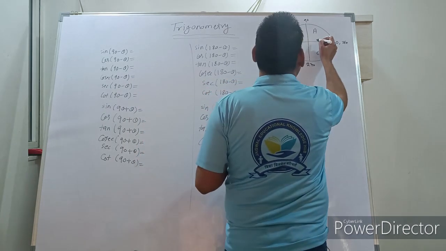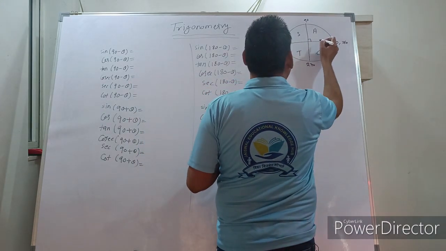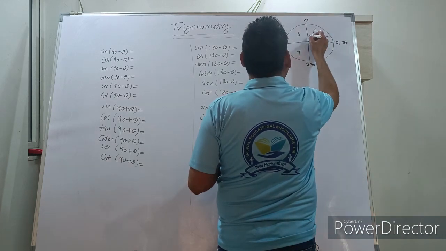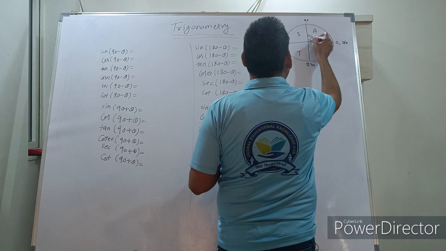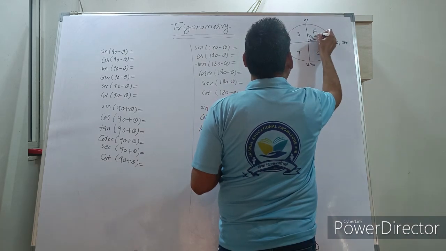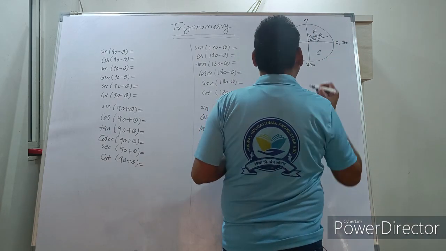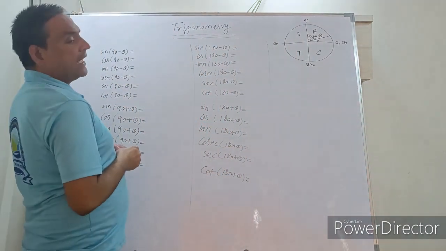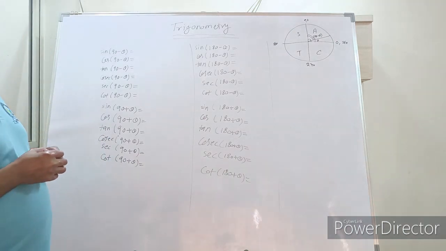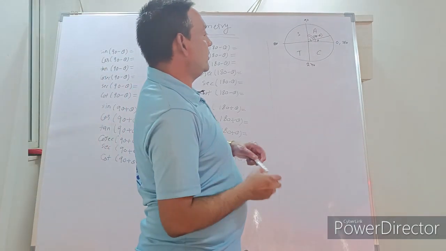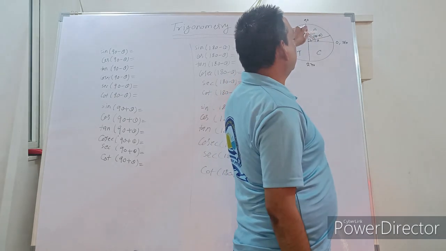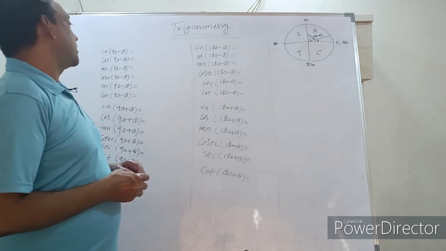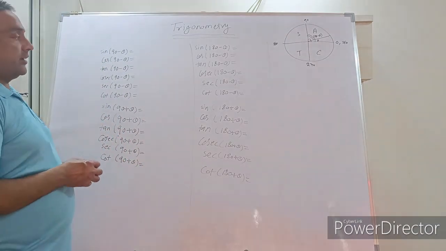The whole thing is 90, and suppose this angle is theta, so the remaining part, this part, is 90 minus theta. So 90 minus theta also lies in the first quadrant, but it is the other part of the angle. If this is the base angle theta, the other part will be 90 minus theta. That is also the complement of the base angle.